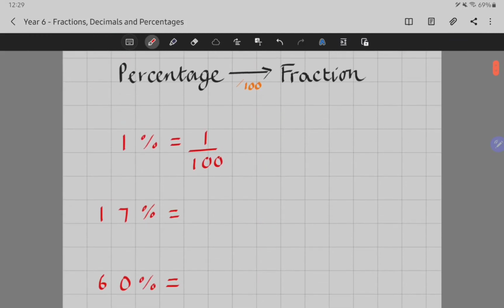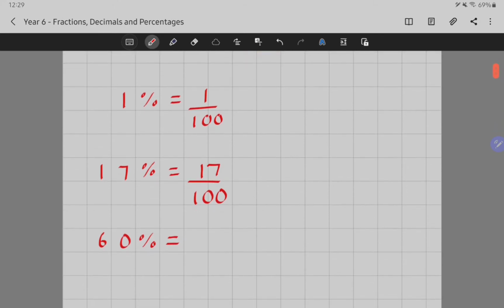Let's have a look at another one. Again, percentage to fractions. I'm just going to put the percentage over 100. So I've got 17%. I've got 17 out of 100. I can think of it a bit like a score on a test. I've got 17/100ths. 60%, exactly the same. So I've got 60 out of 100.